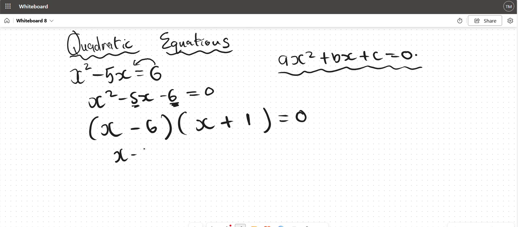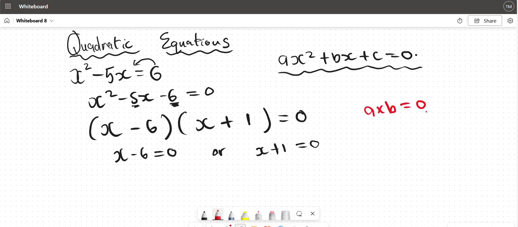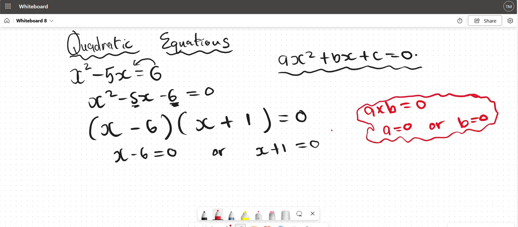All I need to do is take the first bracket and make it equal to 0, or the second bracket and make it equal to 0. What am I applying here? I'm applying this whole idea that if a times b, I'm multiplying to give you 0, then either a is 0 or b is equal to 0. So I'm using this law here and you will see me using it a lot. And yeah, you just need to know what that law is and how to apply it.